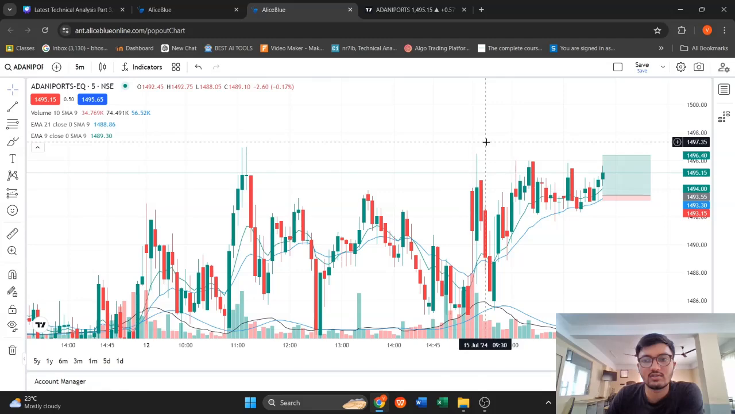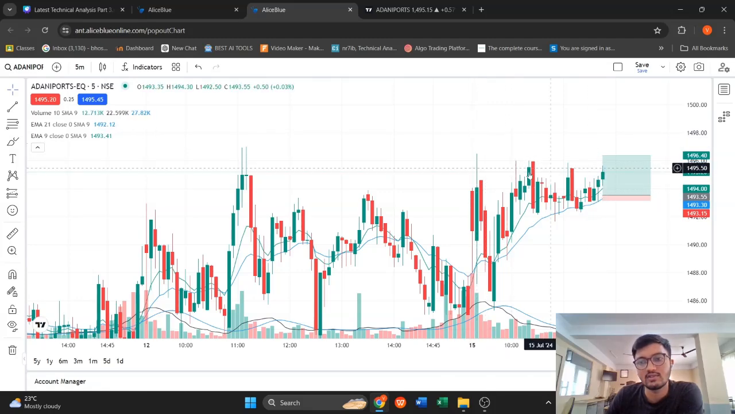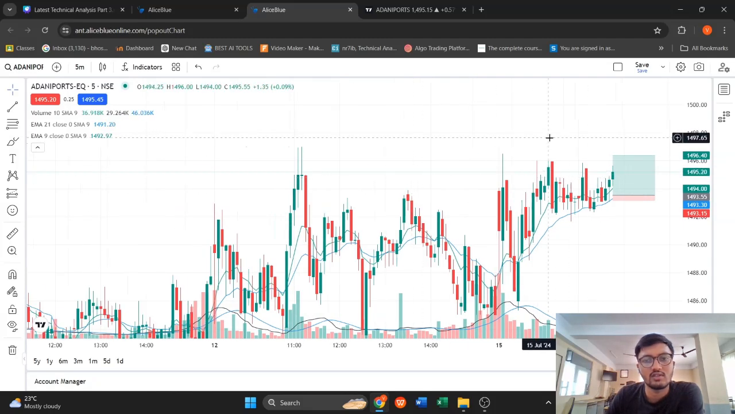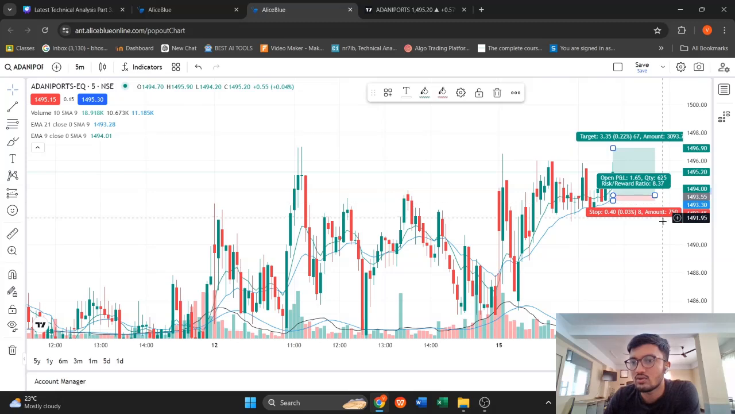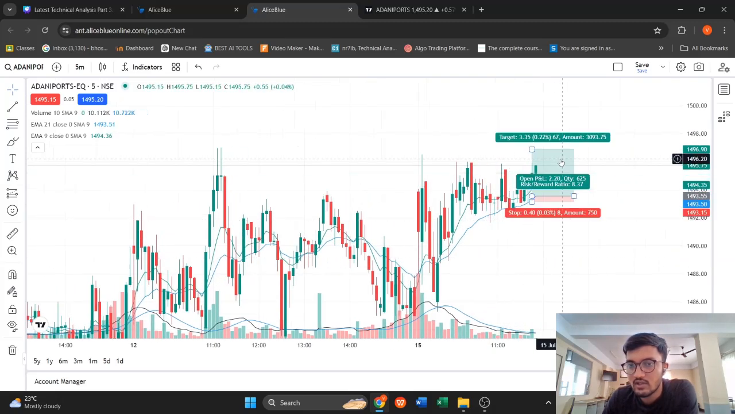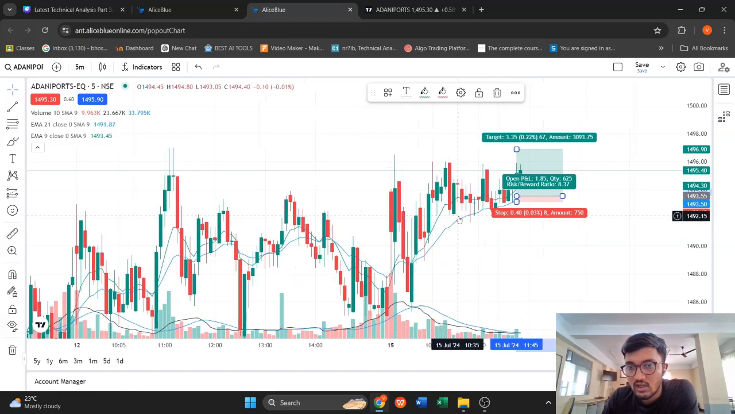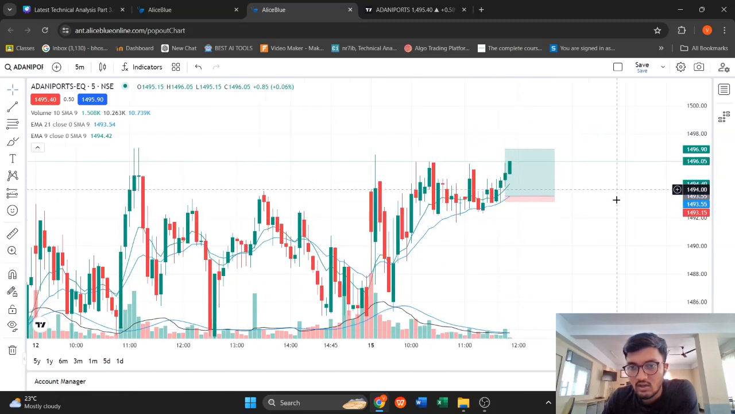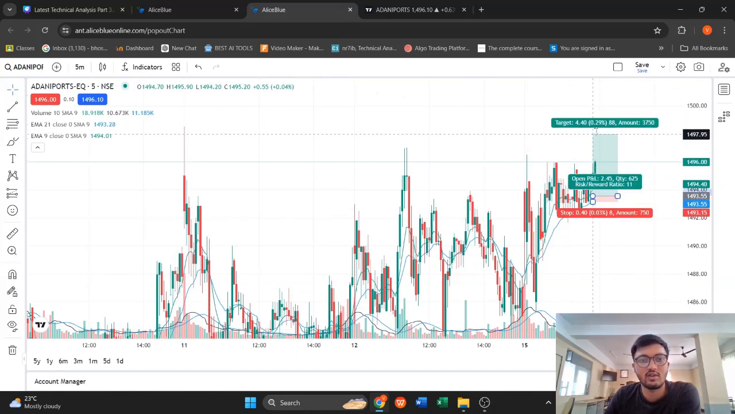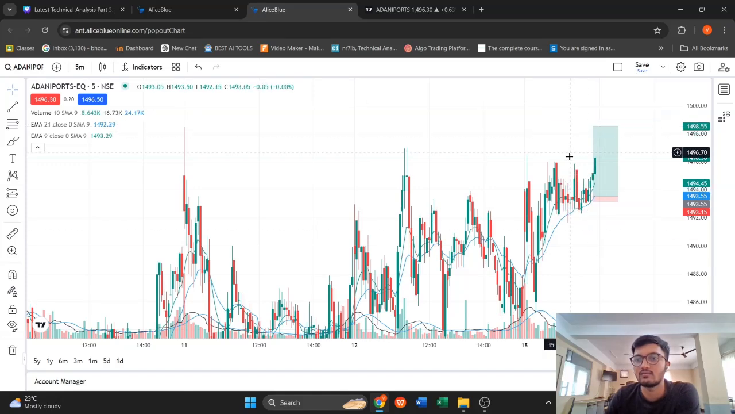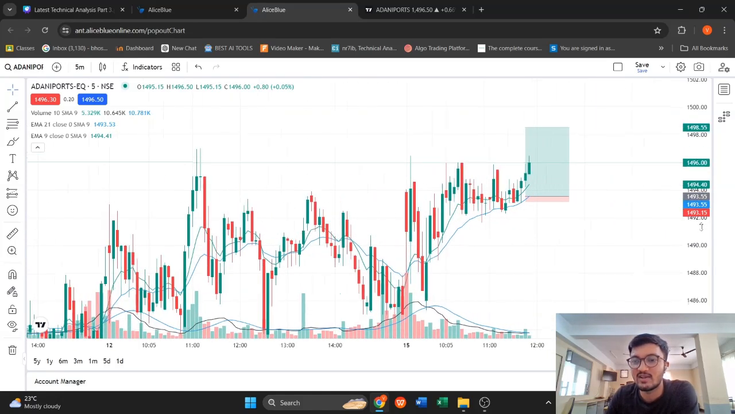If it breaks this kind of resistance, a 5 minute resistance, the stock can go to here, the last swing. So the risk reward for this particular trade, the target is 3 rupees. And actually it's going to the bullish side. So actually this is the last one. I'll just take on a daily. You can see the stock is going up in real time.